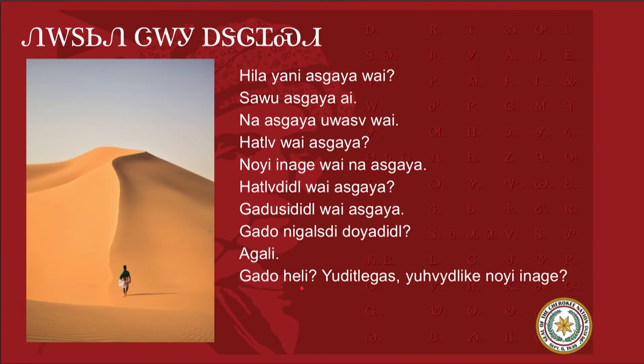Kato heli. Heli means think, or you think. So kato heli means what do you think? Uditlegas, yuhudleke. So uditlega means hot, and uhudli means cold. The ya sound on there just indicates that you're uncertain, so you kind of give an opinion here. So, kato heli, uditlikas, uhudli ke. And that ke means or. So what do you think? Do you think it's hot or cold?